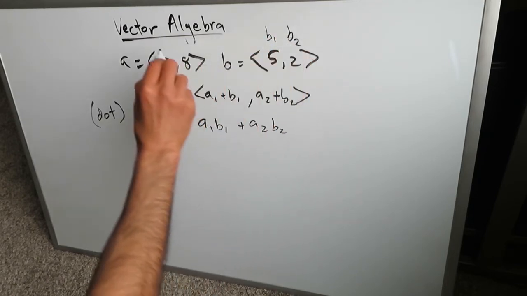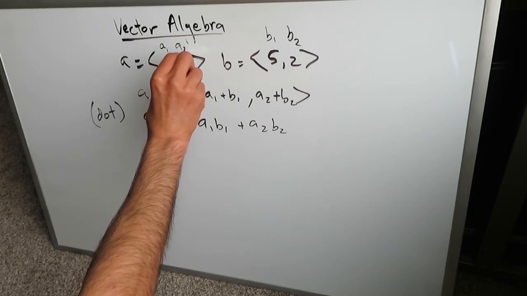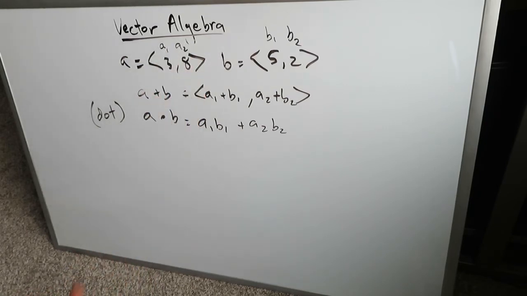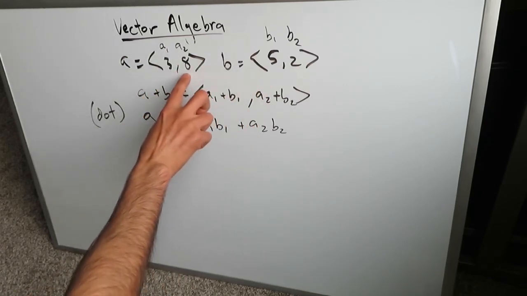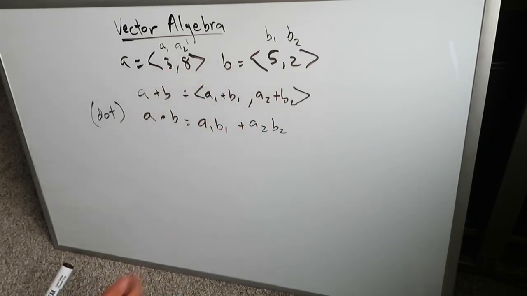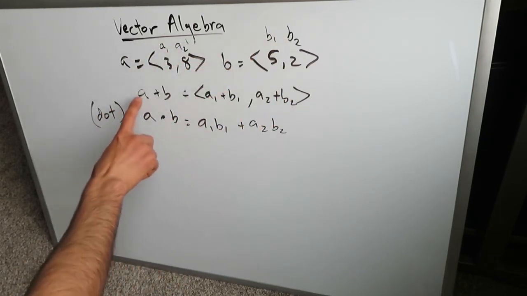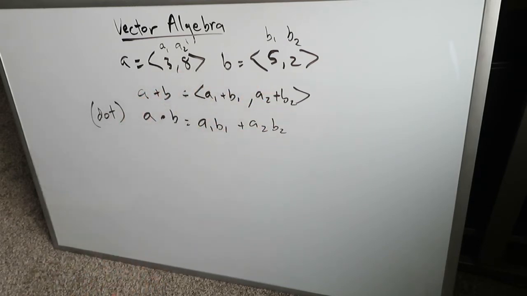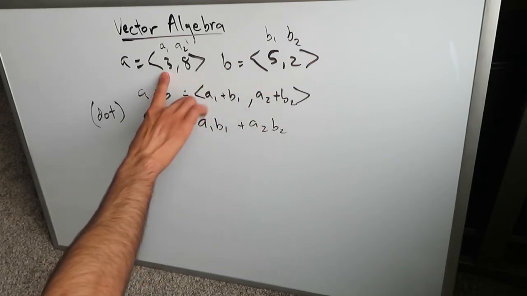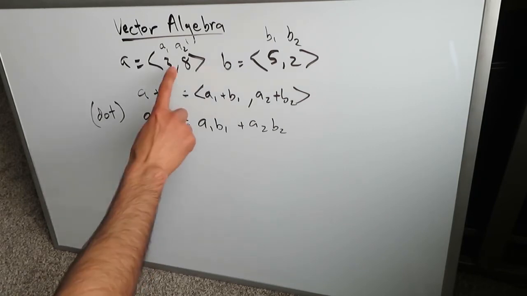You can say B1, B2. You can say A1, A2. Or, as I was saying, you can say x1, x2, and y1, y2 because these are the x and y coordinates. But staying consistent with this technique over here, if you want to find the addition of these two vectors, you know what you're doing. You're doing a1 plus b1, and you're doing a2 plus b2.